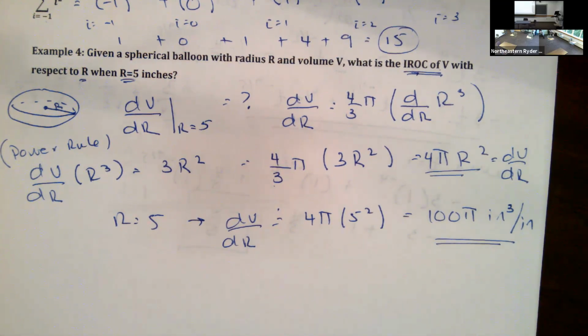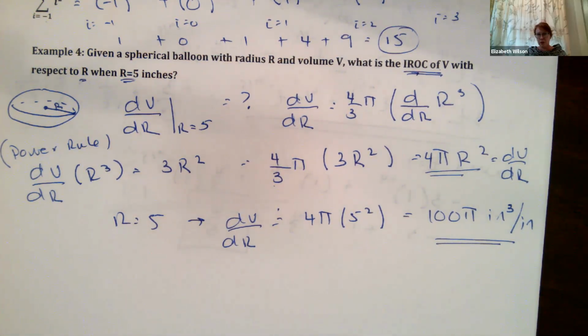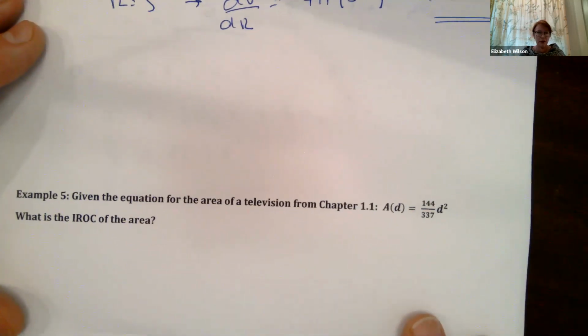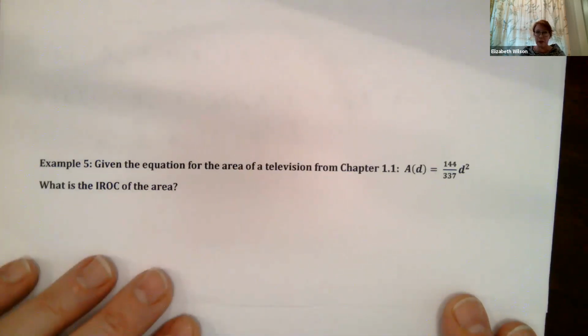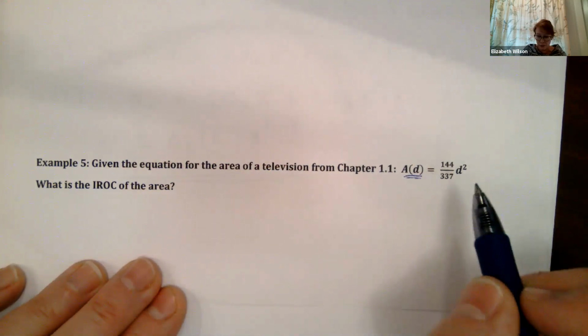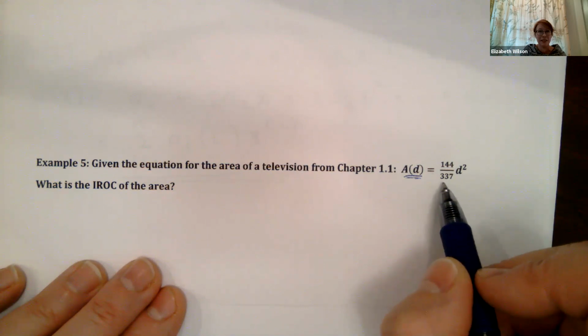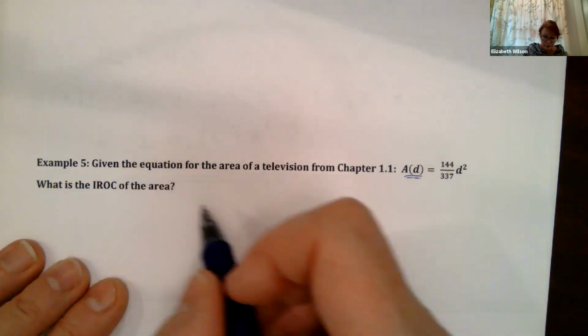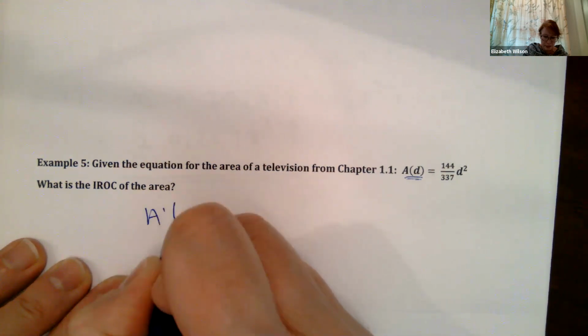Last time when we did this, we had to find the average rate of change. We had to come out, maybe take the limit as h goes to 0. So now we're using the power rule, so it's a little bit quicker for how we solve this. So the same thing, we're going back to an old example that we did at the beginning of chapter 1. So we've got our area as a function of the diagonal, 144 over 337 times d squared. D is our diagonal. So it's the IROC of the area, so A prime of d.